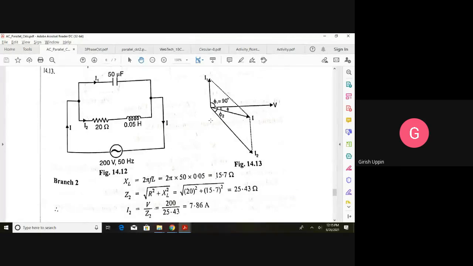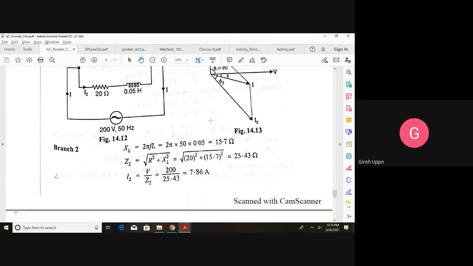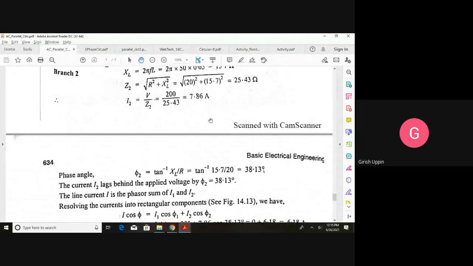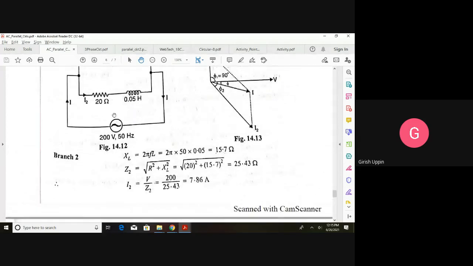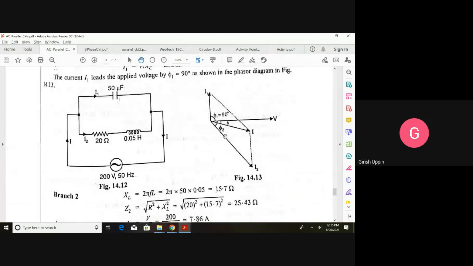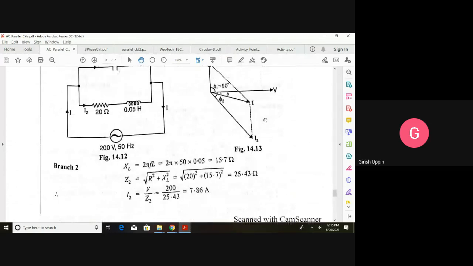So we can calculate phi 2 easily. Phi 2 would be what? If you consider tan phi, it would be XL divided by R. Phi 2 is equal to tan inverse of XL2 divided by R2, that is 15.7 divided by 20. 15.7 is XL of this branch, divided by 20, that is the resistance. We get the angle as 38.13 degrees. So this angle of I2 is 38.13 degrees.